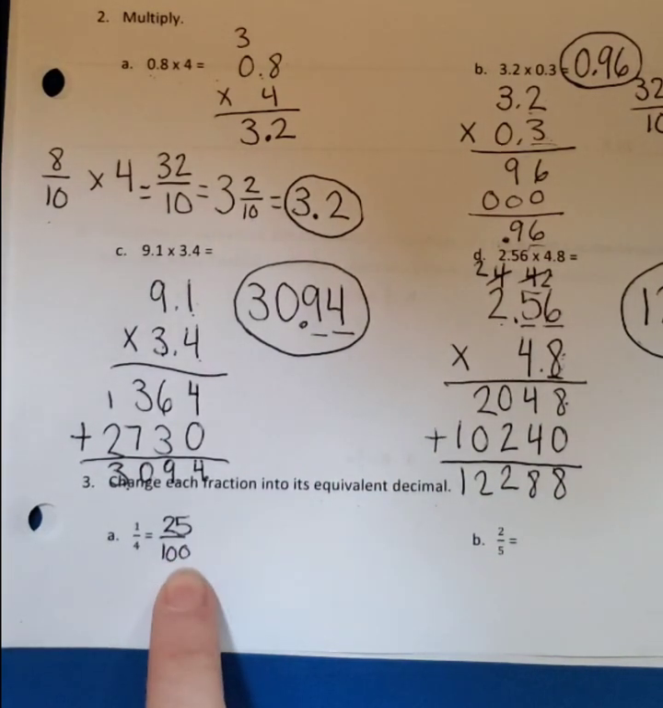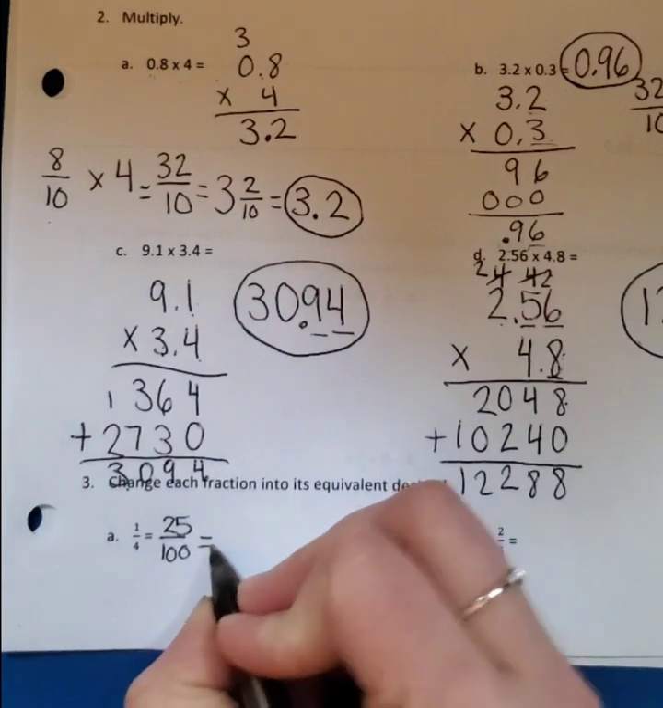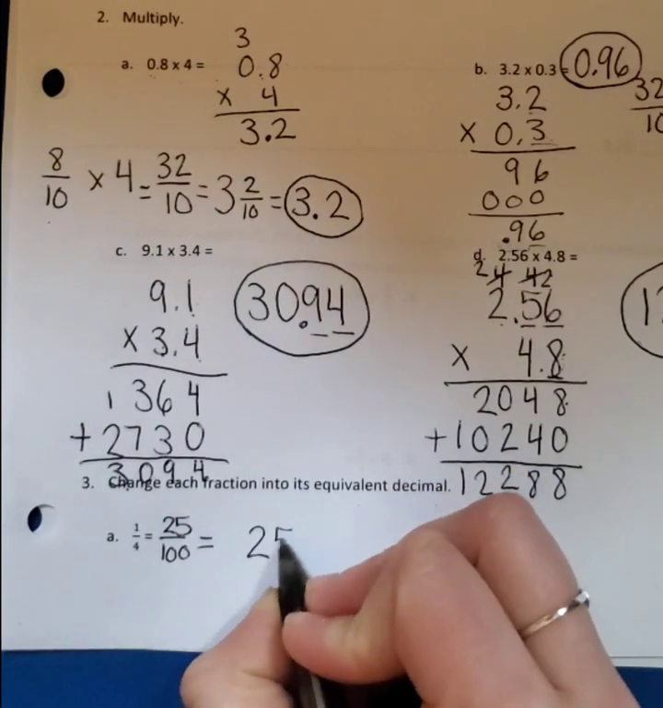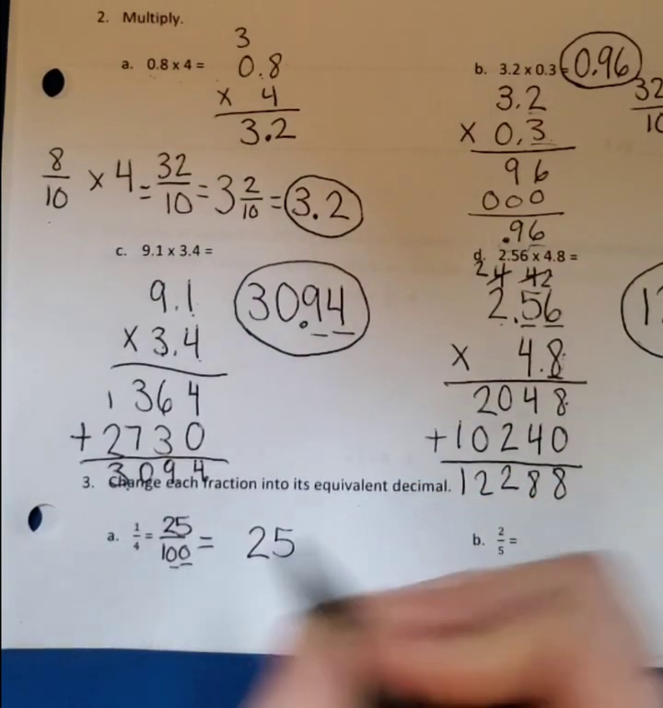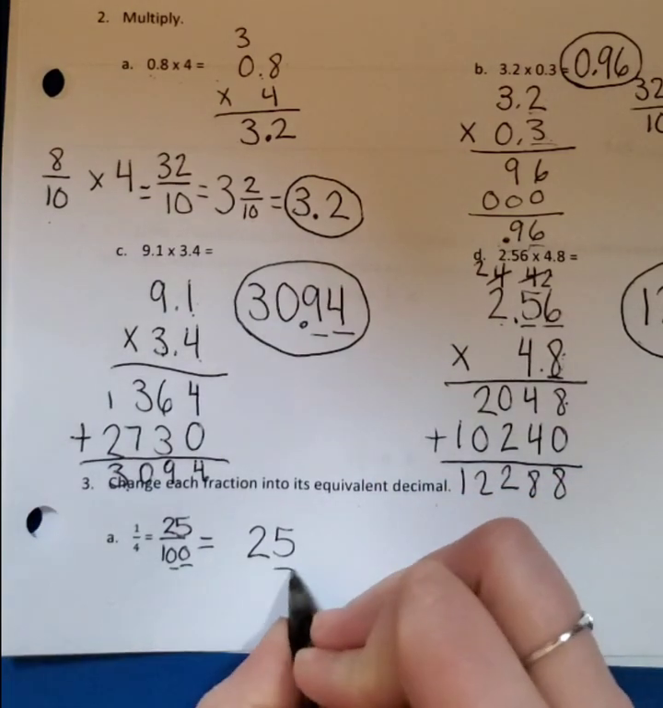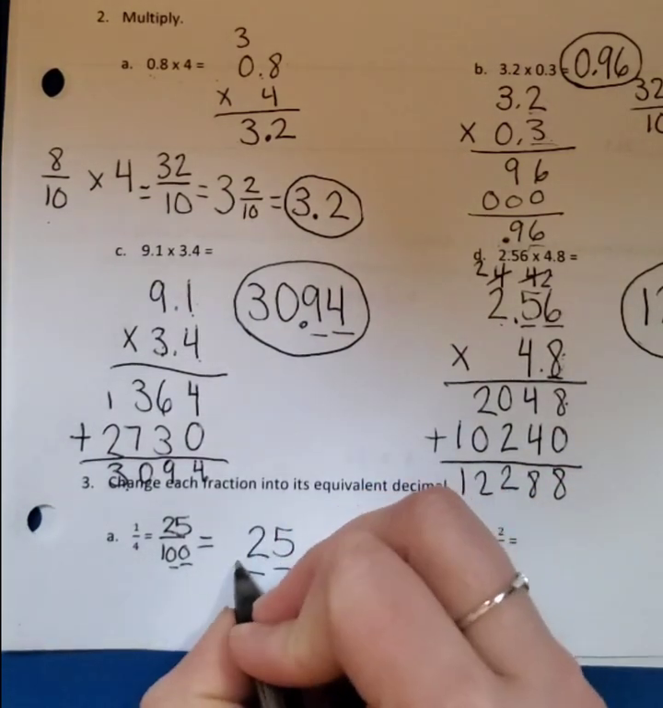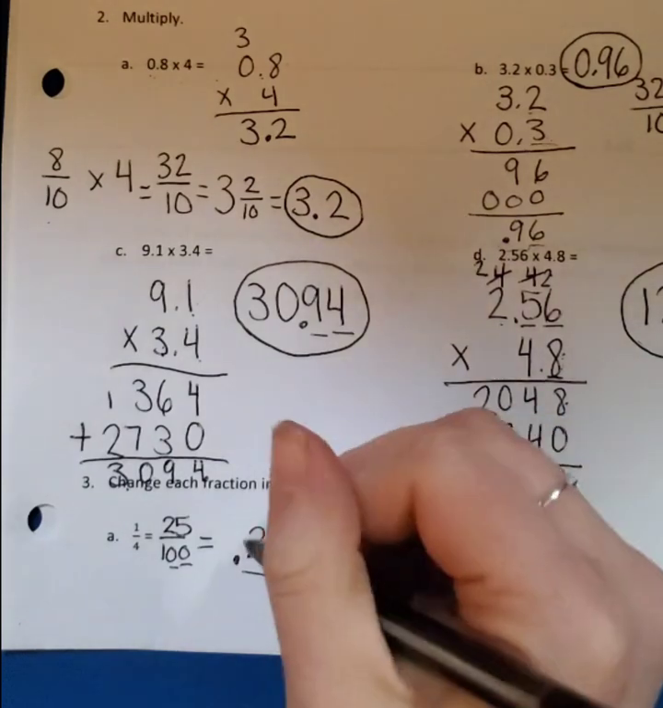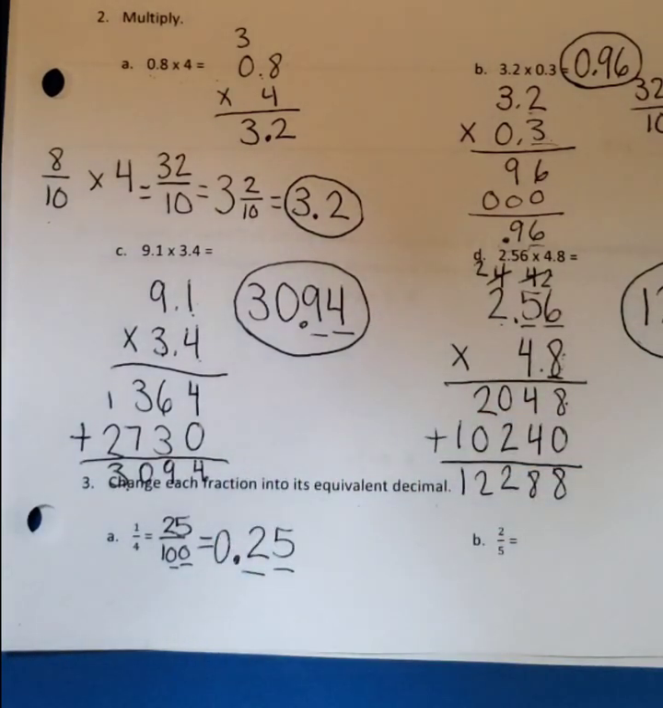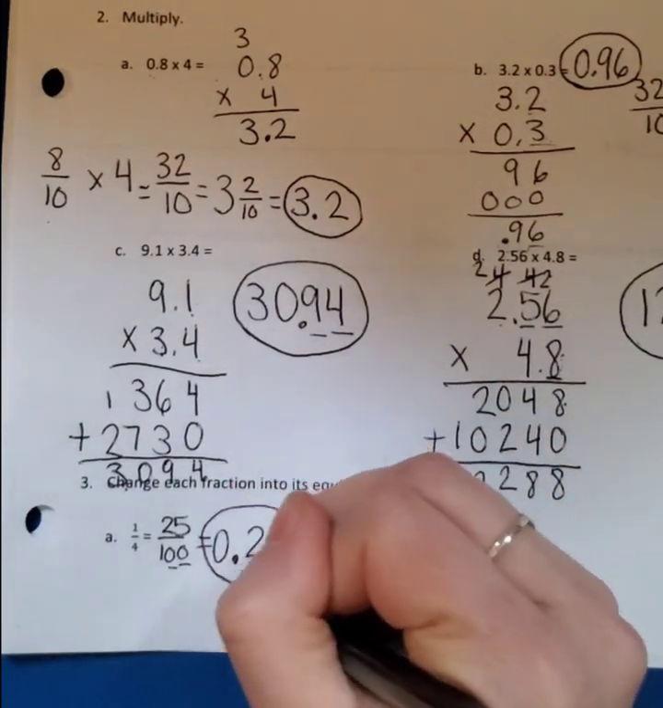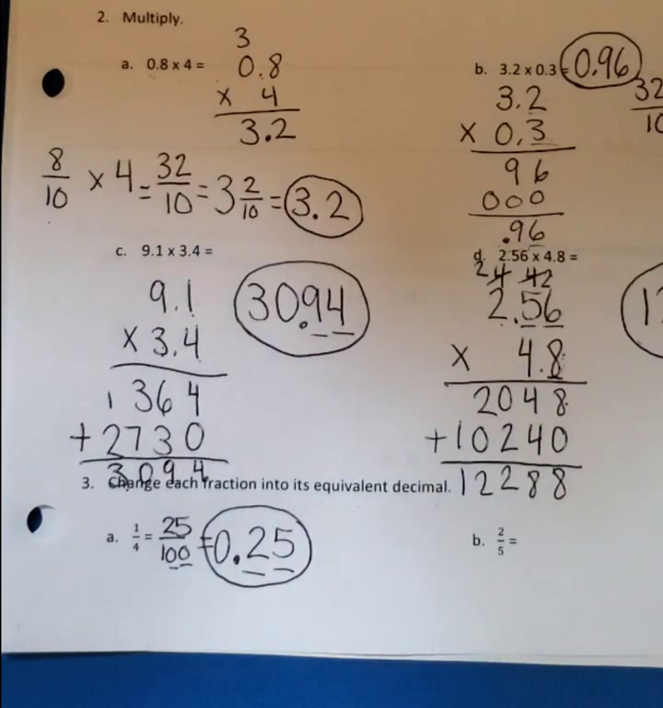Now I just need to write this as a decimal. 25 hundredths would be, again, 1, 2 zeros in 100, so 2 place values past the decimal. So 0.25, 25 hundredths.